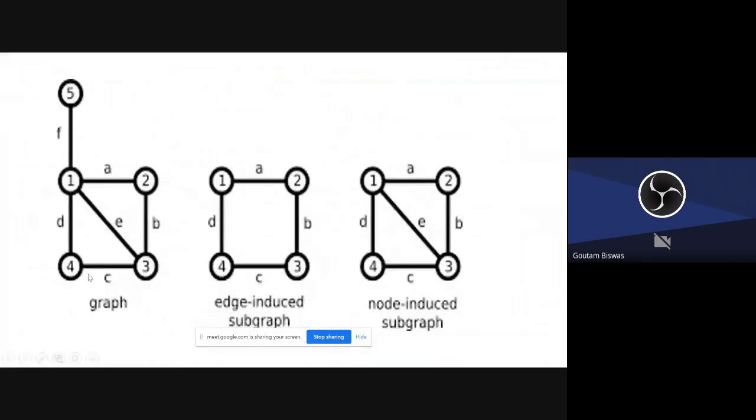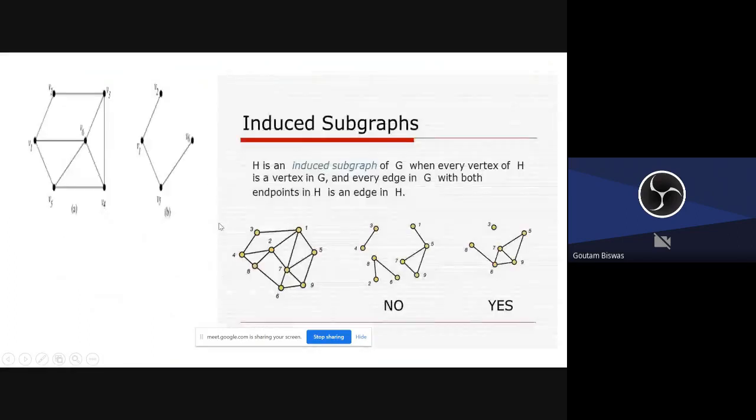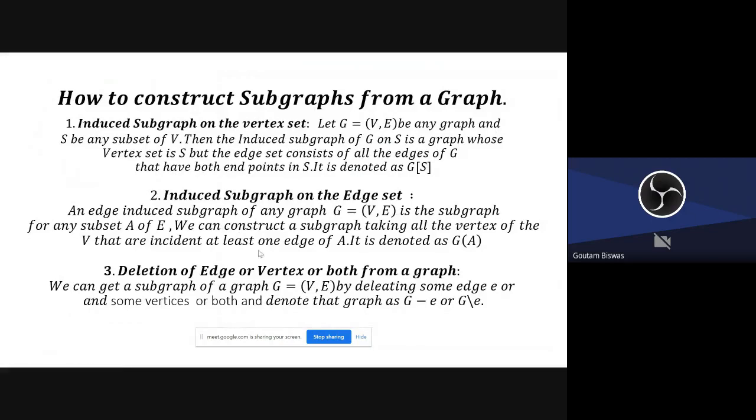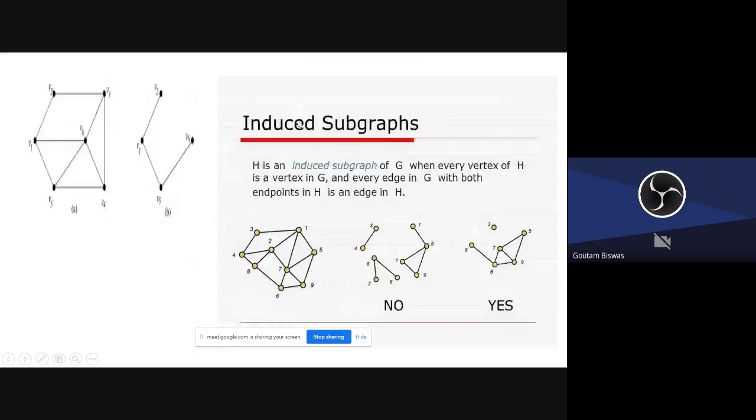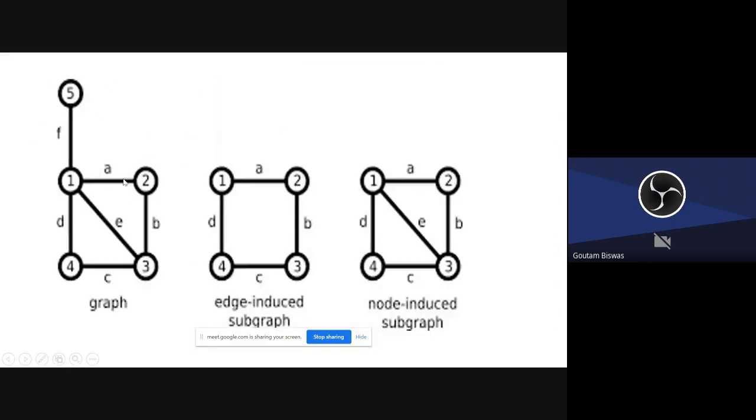Okay, now this is a graph. This is the edge induced graph. Remember the definition of the edge induced graph. Edge induced graph here, and this is the vertex induced graph. So remember the definition, and this is the node. Node means vertex induced subgraph. Okay, so these are the examples. You check it.